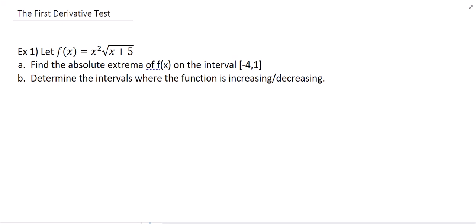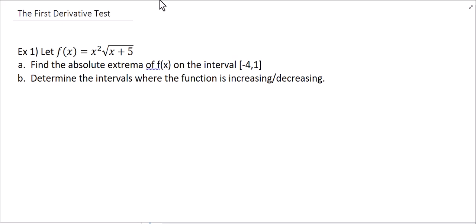Hey there, in this video we're going to tackle the first derivative test and how it applies to the graph of a function. And we're going to make the connection or emphasize the difference between finding the absolute extrema of a function on a closed interval versus finding the relative extrema. So let's look at this example. Let f of x be this function.